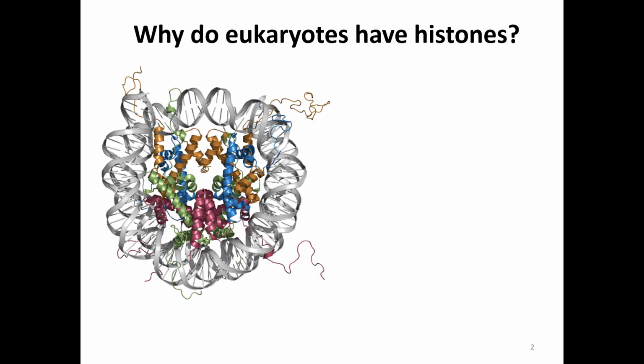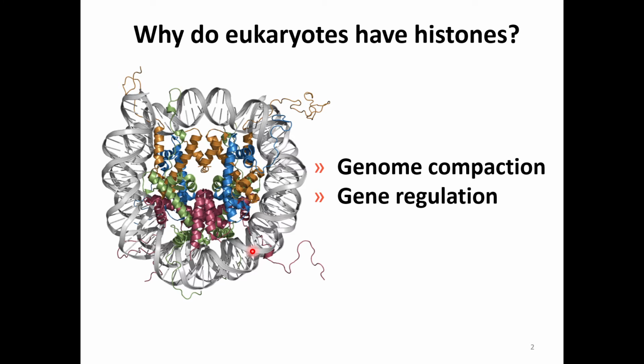This finding stemmed from the broader question of why eukaryotes have histones. The typical answer that you might find in a textbook is that histones are involved in genome compaction, and also histones regulate essentially all processes that are based on DNA, including regulation of gene expression. But it was unclear to us whether these were the functions for which histones evolved in the first place.